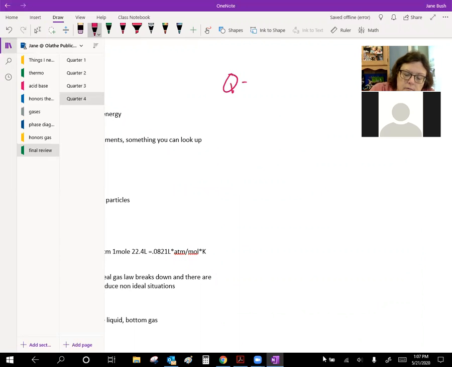So we use Q, and I don't know why we use Q. Someday I'll figure it out. We use Q for heat. We use M for mass. C is the specific heat.